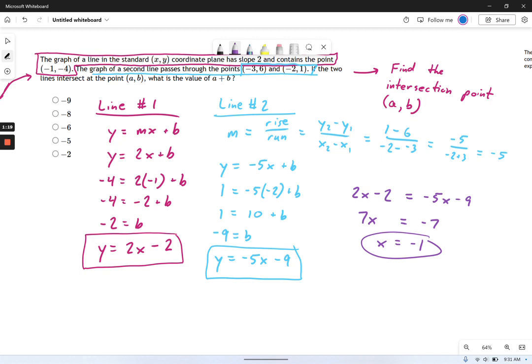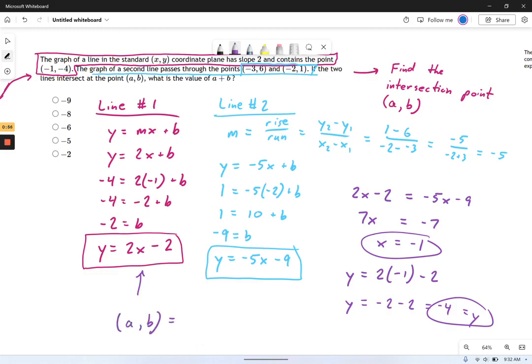Now I need to find the y value. All I do is I plug it in. y equals, and I'll pick this first one right here. It doesn't matter, you could pick either one. 2 times that x value minus 2. Okay, so that means y equals -2 minus 2, that's -4. So that means I now have a and b. I'll write it here just to be very clear about this. (a, b) equals (-1, -4).